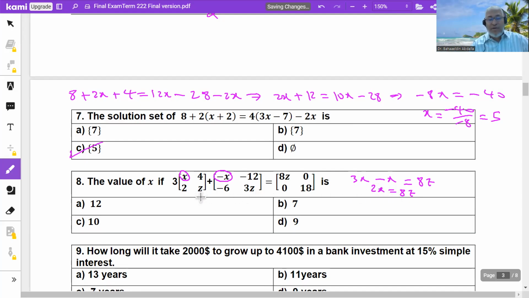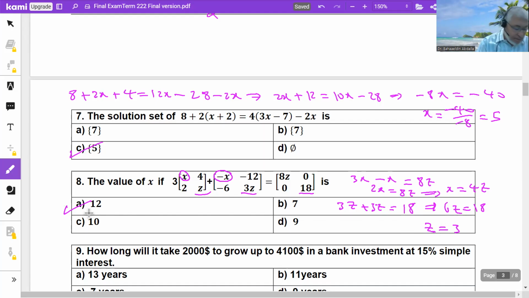Well, if you look here, we have z here. So 3 times z plus 3z is equal to 18. So 6z is 18, means z is 18 over 6, which is 3. So 2x equals 8z. This means x equals, if you divide by 2, 8 over 2, 4 times z. If z is 3, then 4 times z would be 12. So the answer is 12.